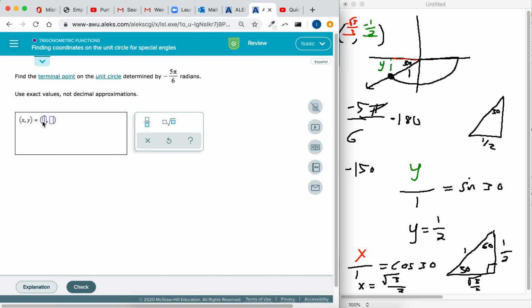All right, let's see how bad I can mess this up. I'm going to try to type it in. There we go. Negative. Got to tap it twice, I guess. Negative square root of 3 over 2. And then this one we said is a nice easy negative 1/2.